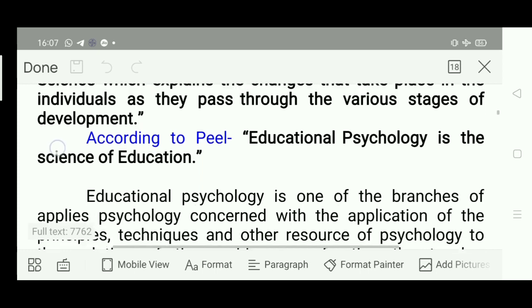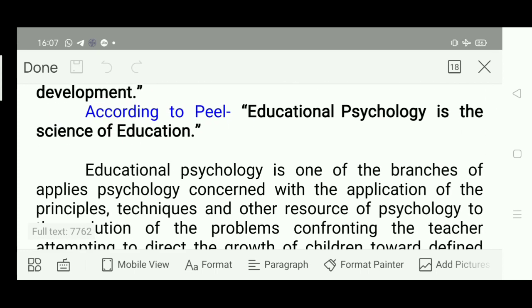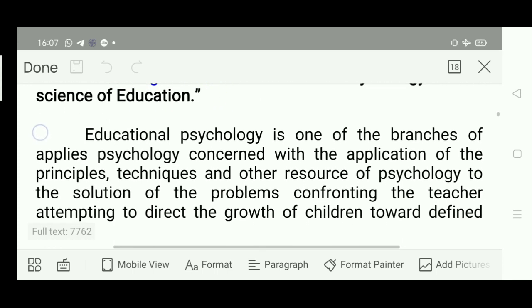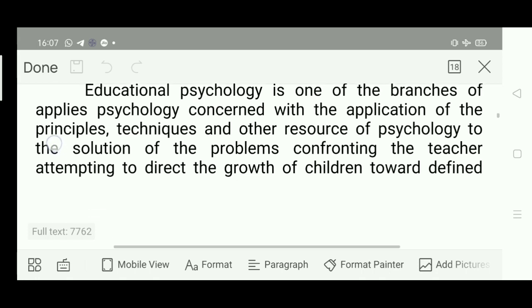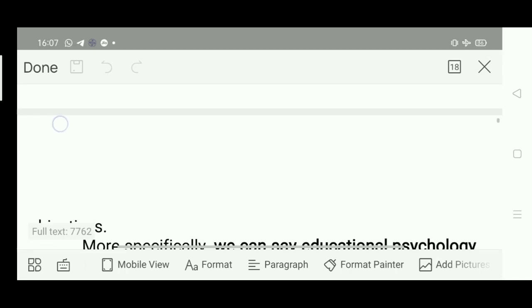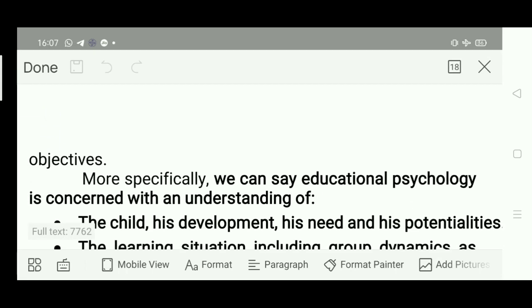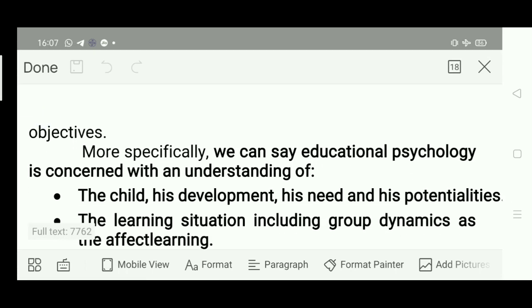So, educational psychology is one of the branches that applies psychology, concerned with the application of the principles, techniques, and other resources of psychology to the solution of problems confronting the teacher, attempting to direct the growth of children towards the defined way, so, defined objectives. It is very clear that knowledge of psychology is applicable in the field of education while the teacher is trying to teach and guide their children.